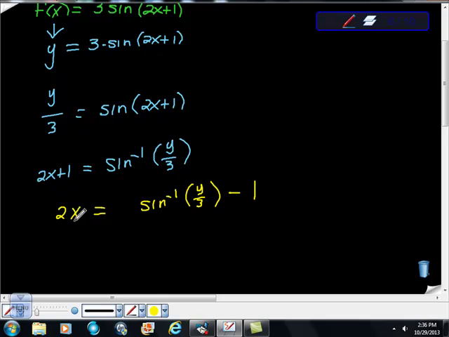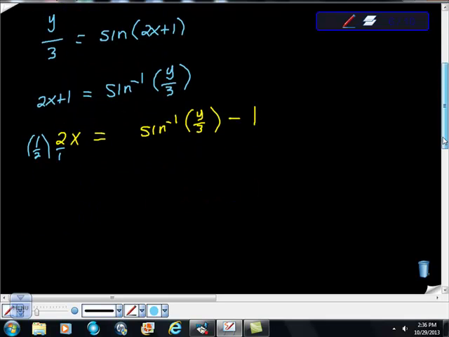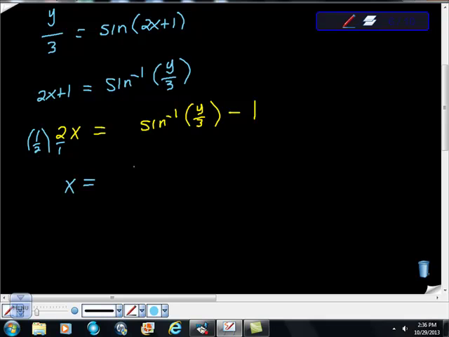And then I'm going to multiply by 1/2 to get rid of this. So I'm going to multiply this by the reciprocal, right? Just so you know, this is that. So I'm finally going to get x is equal to, I'm just going to write it like this if you don't mind, 1/2 times this quantity, the inverse sine of y thirds minus 1, because the whole thing would have to be multiplied by that 1/2, wouldn't it?